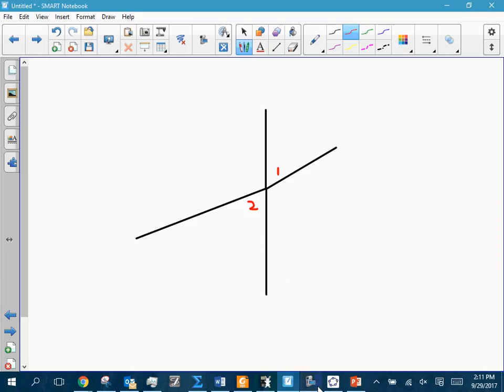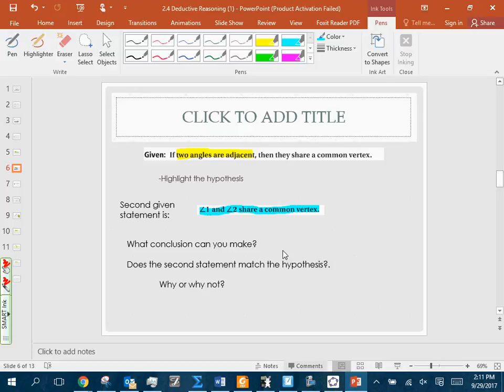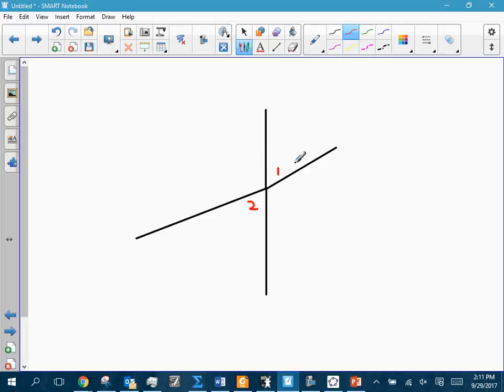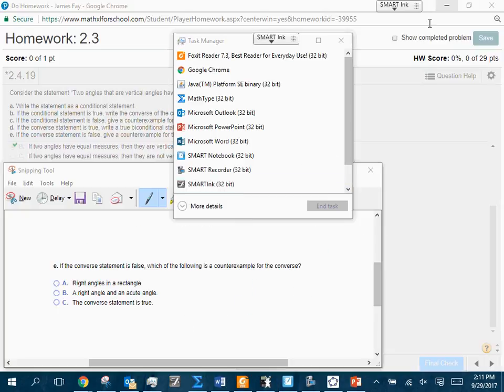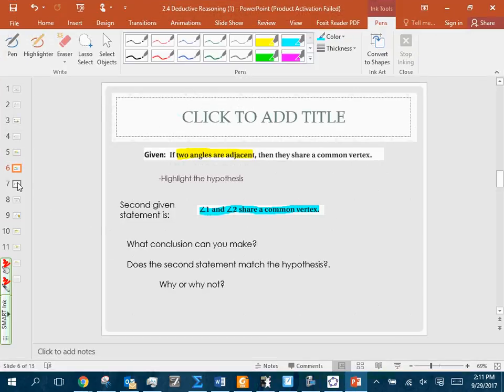So just because we have two angles that share a common vertex, and we have angle 1 and angle 2 share a common vertex, angle 1 and angle 2 could be these angles. All right? So we don't know. We don't want to make a conclusion. So that's the law of detachment.